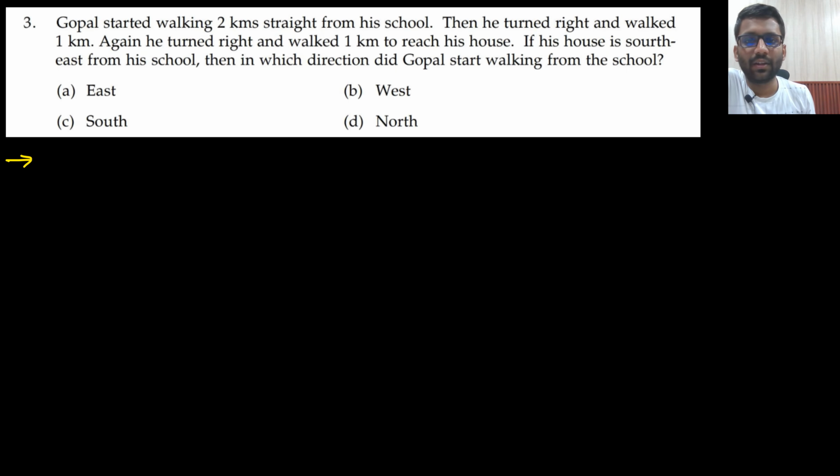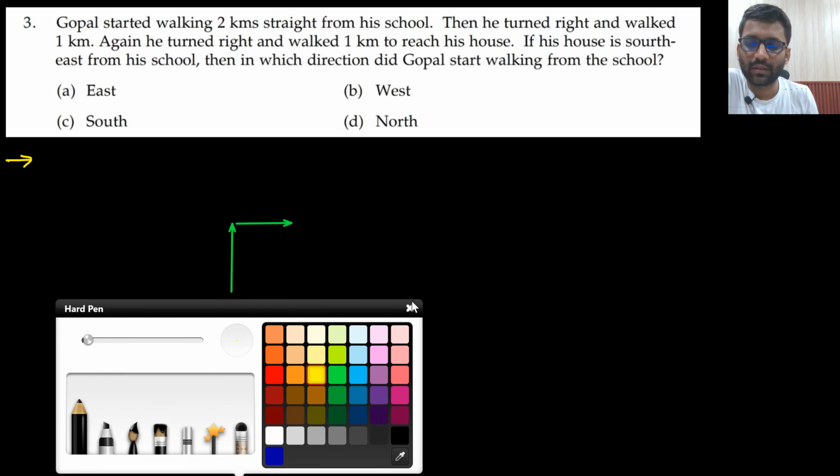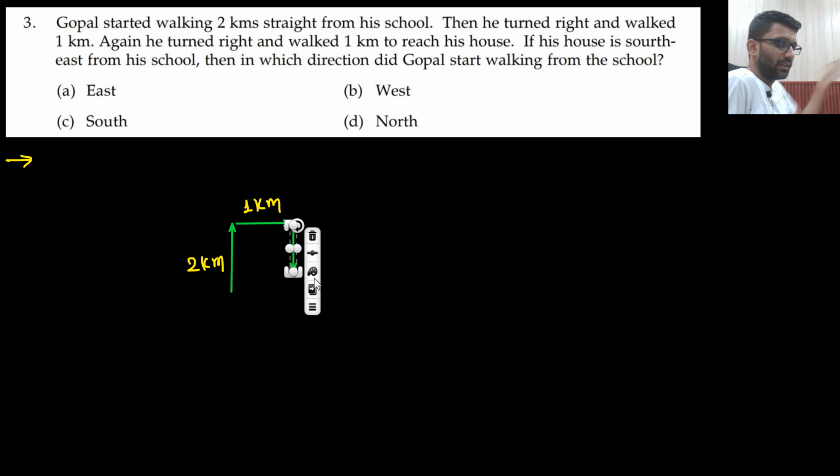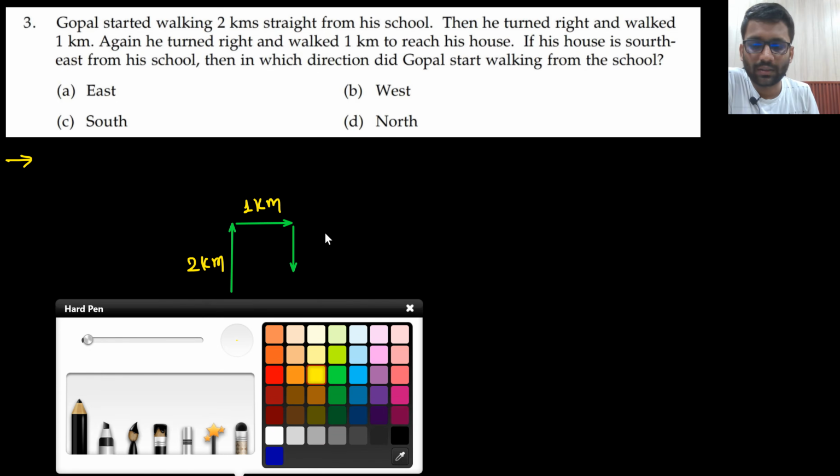Gopal started walking 2 kilometers from his school, 2 kilometers straight from his school. Then he turned right and walked 1 kilometer. First 2 kilometer, then he walked 1 kilometer. Then again he turned right and walked 1 kilometer. Again turned right, so this way, because if you look here, this will be right. Look here, this will be right. And walked 1 kilometer to reach his house.